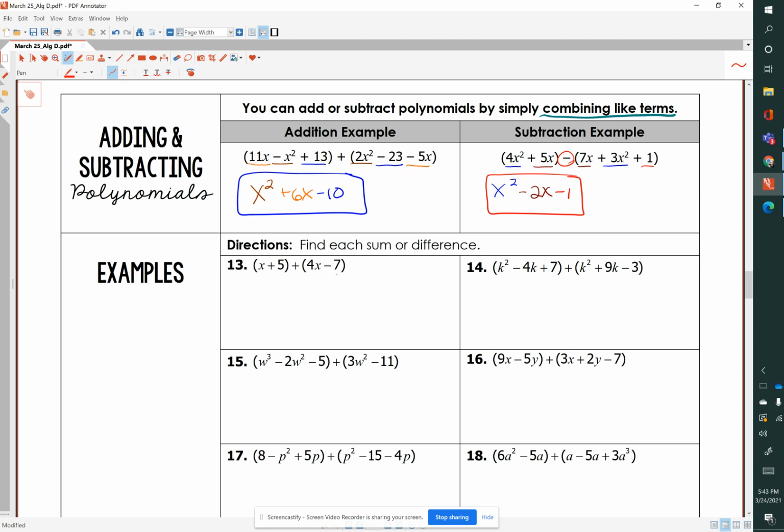So x plus 5 plus 4x minus 7. So x plus 4x, that's 5x. 5 minus 7 is negative 2. So k squared minus 4k plus 7 plus k squared plus 9k minus 3. That's 1 and 1 make 2k squared, minus 4 plus 9, so that's plus 5k, plus 7 minus 3 is plus 4.